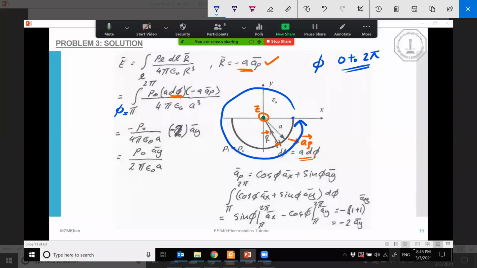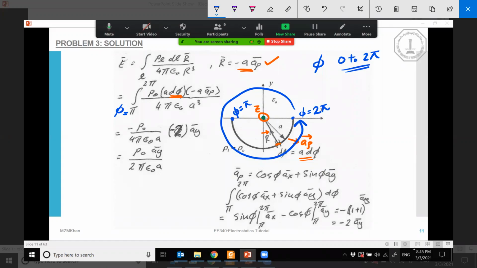So now since phi is defined from here, but our ring is from here. So therefore our unit should be, so what is this ring? What is the value of phi here? Phi is equal to pi. This is phi is equal to pi. And then coming back here, phi is equal to 2 pi. So this is the range, pi to 2 pi.